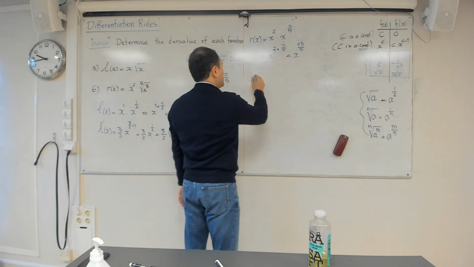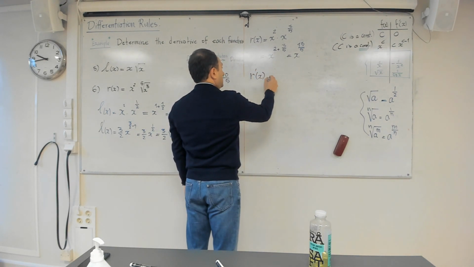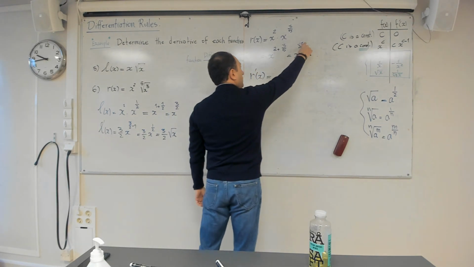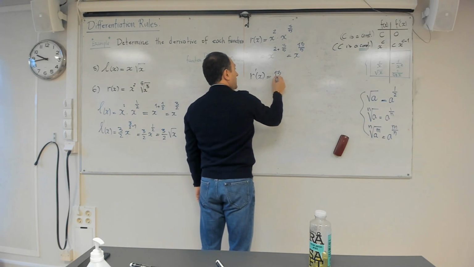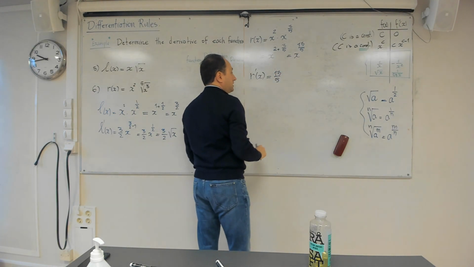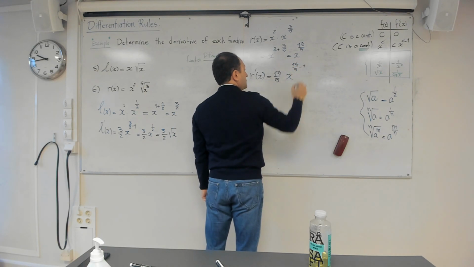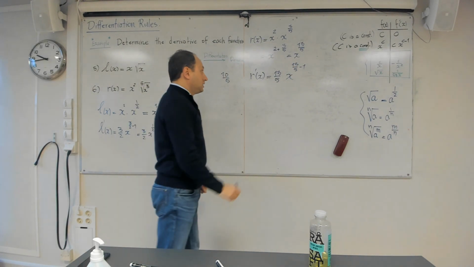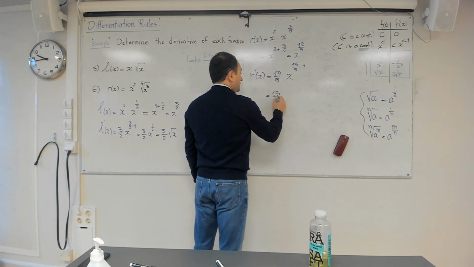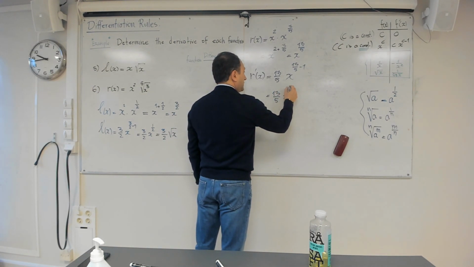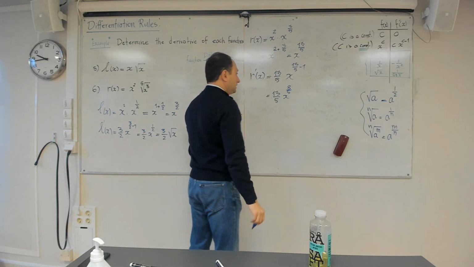I start differentiation. R prime of x is equal to 13 over 5 goes down. So it is 2.6 that you said, that's right. And then x to the power of 13 over 5 minus 1. Yes? So then it becomes 13 over 5, x to the power of 8 over 5.